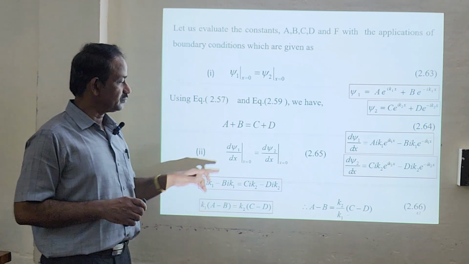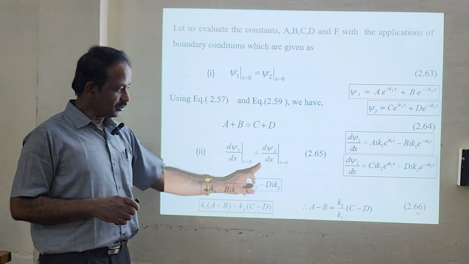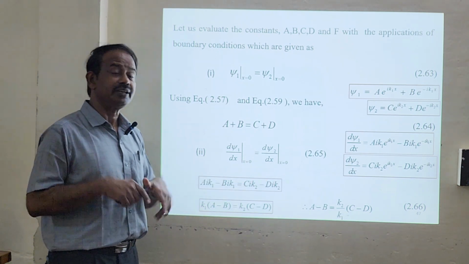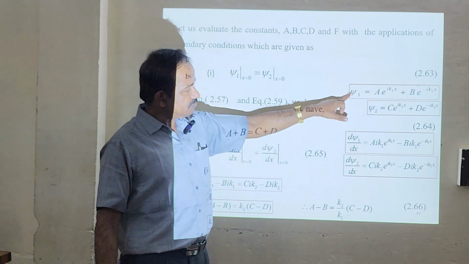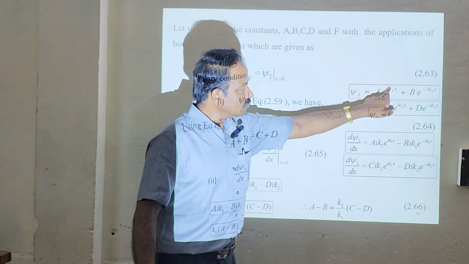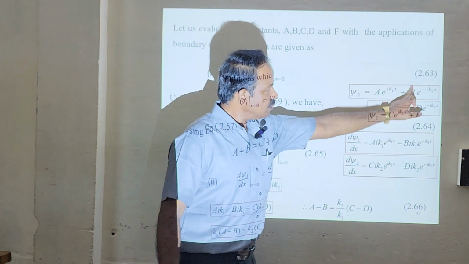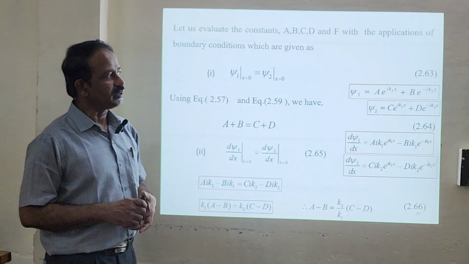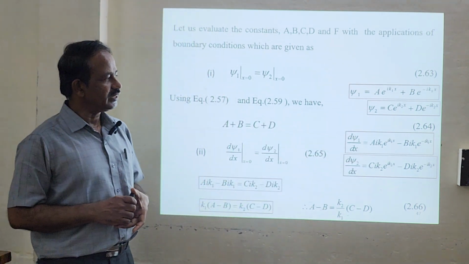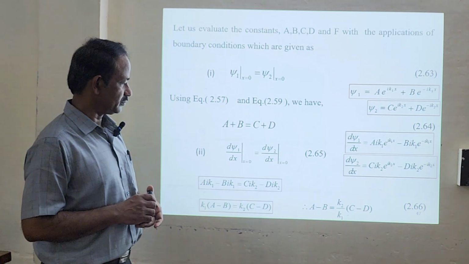Now the second boundary condition: we are going to differentiate with respect to x at x equal to 0 and equate with the next region. So when you differentiate, d psi 1 by dx will be a ik1 e power ik1x, similarly minus b ik1 e power minus ik1x. And differentiating psi 2 gives this expression, c ik2 e power ik2x minus d ik2 e power minus ik2x.